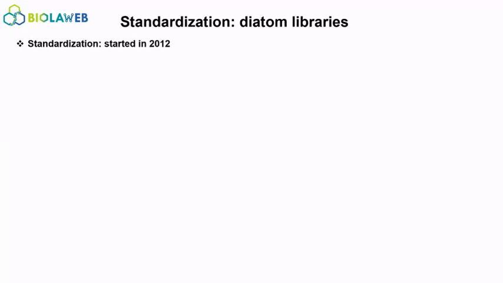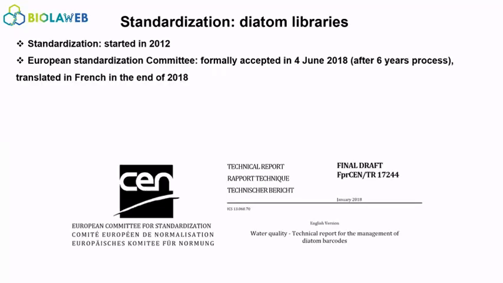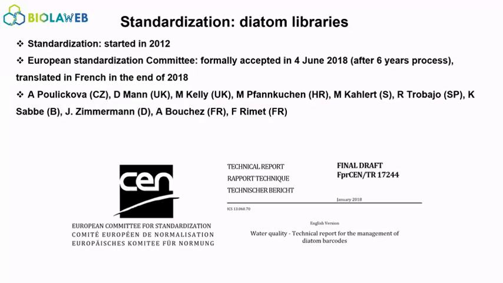So we were agreeing about all these criteria, and we started standardization in 2012. We went to the CEN, the European Committee for Standardization. And 6 years after, we had this technical report which had been accepted and translated in French, but in all other European countries' languages. And here you can see the names of the people who helped in the standardization procedure, especially in writing this technical report.